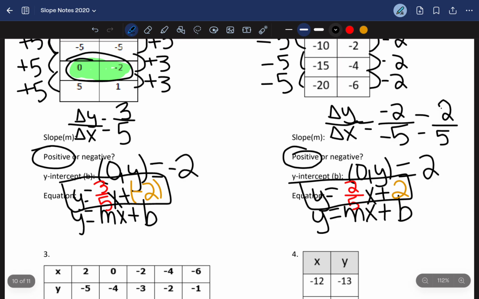All right, great job writing slope-intercept form from tables.